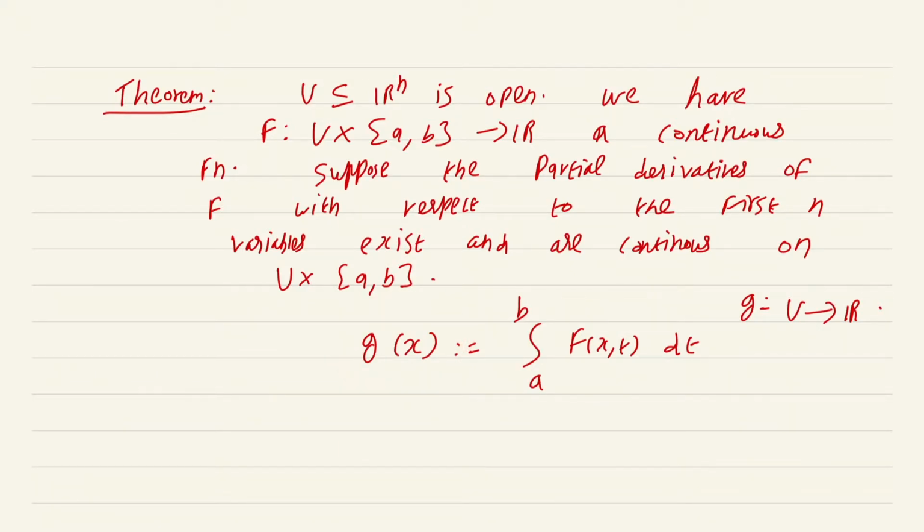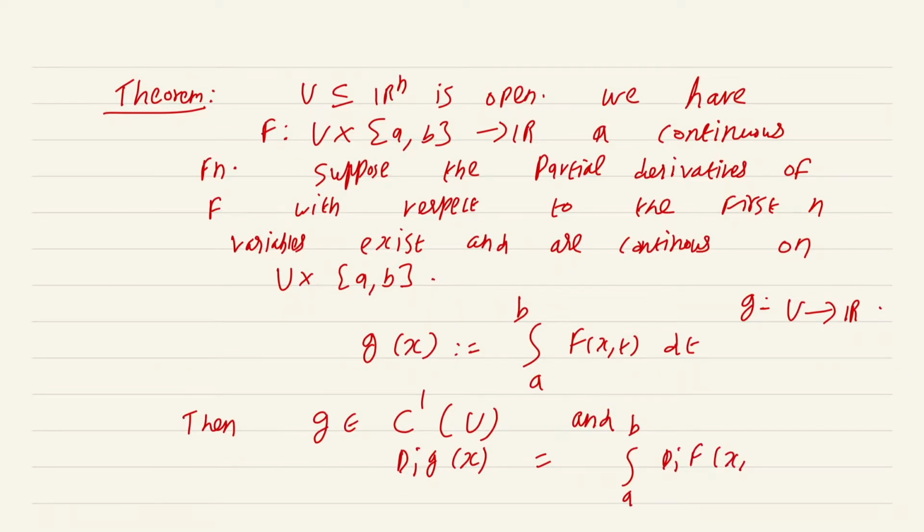Now, what differentiating under the integral sign says is that g is actually a C^1 function on U. It's continuously differentiable. Partial derivatives exist and are continuous. And the partial derivatives D_i of g(x) is nothing but the integral from a to b of D_i f(x,t) dt. So the partial derivatives exist and are continuous, and the partial derivatives can be obtained by simply shifting the derivative operator D_i inside the integral sign.